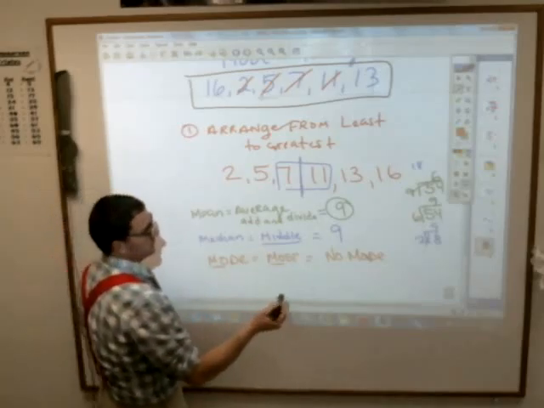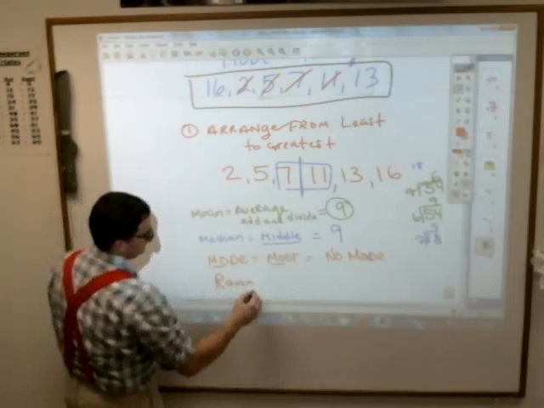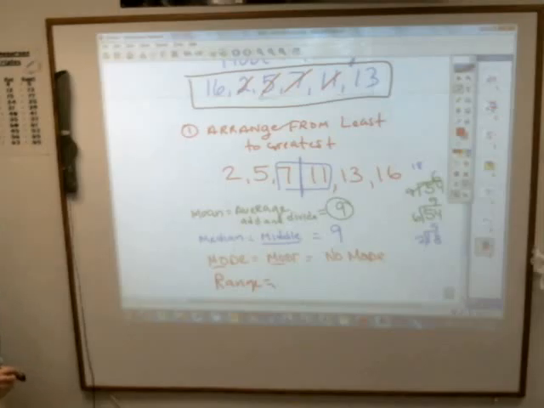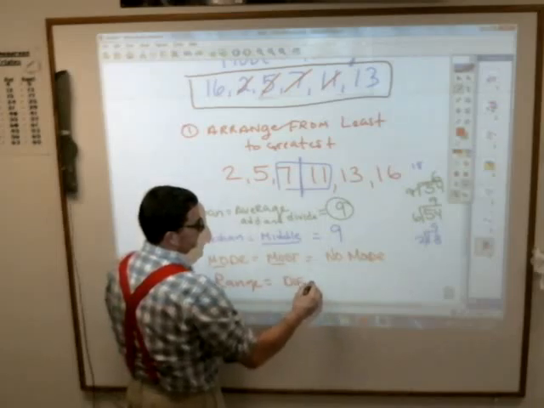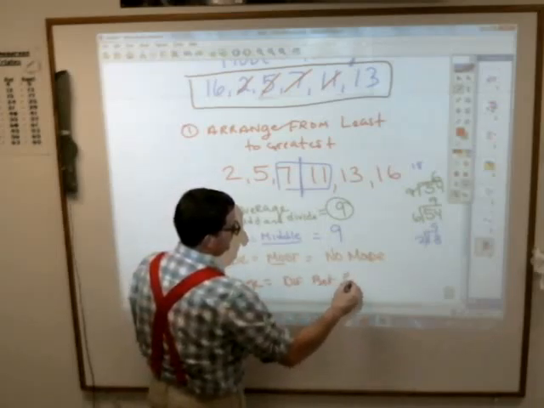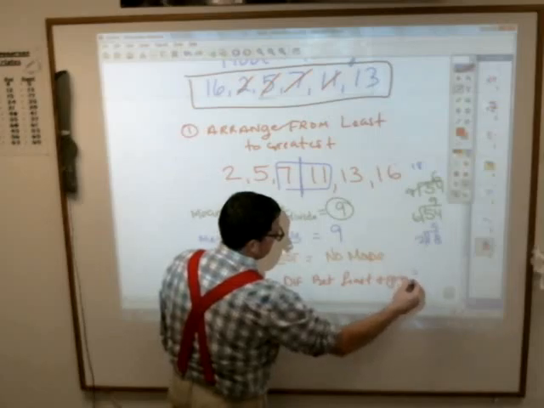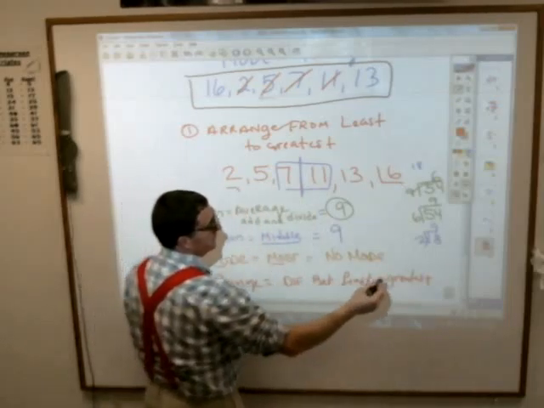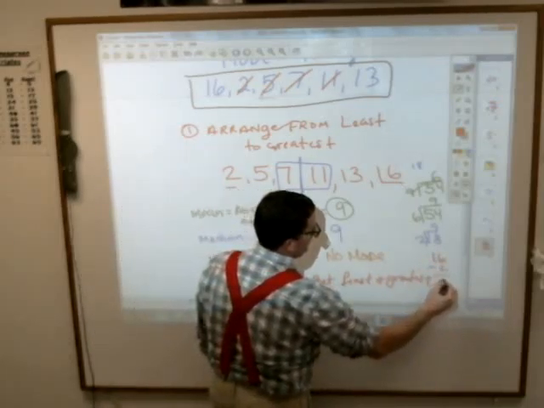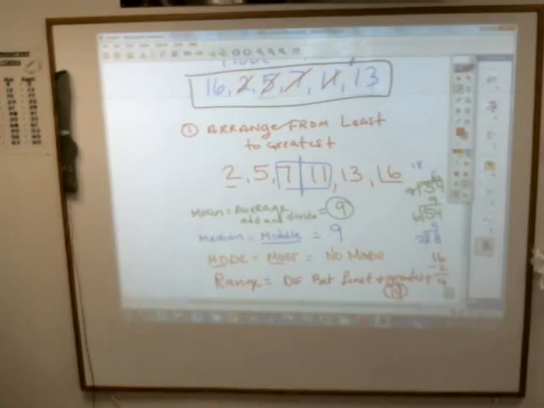And then the last one, which we have today, is the range. Anybody with the range? Alex? It's the difference between the biggest and the smallest, between the least and the greatest. So in this case, the greatest number is 16, the smallest is 2. The difference means you take 16 minus 2. So the range of the numbers is 14. How does that sound? Doable?